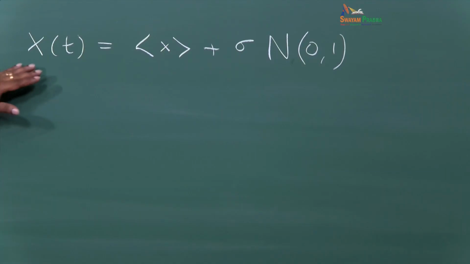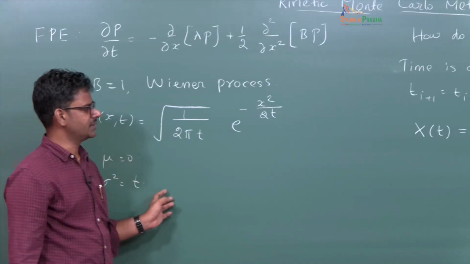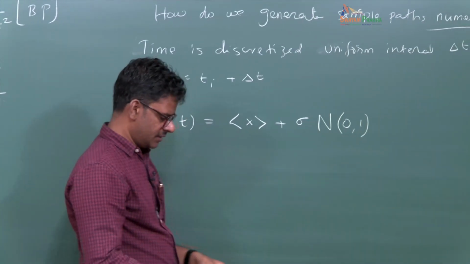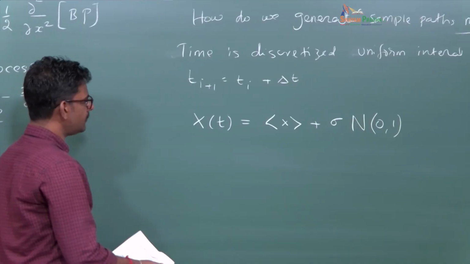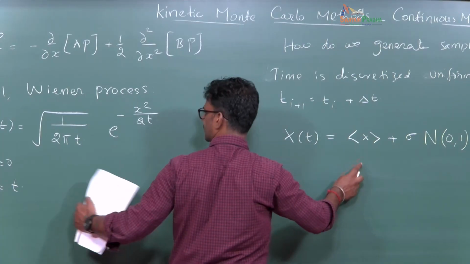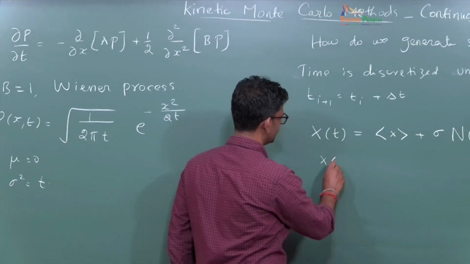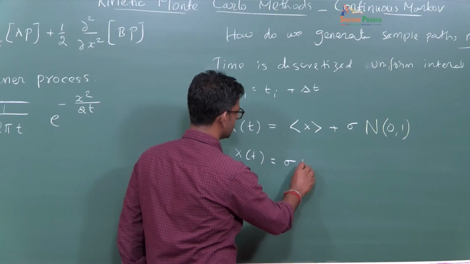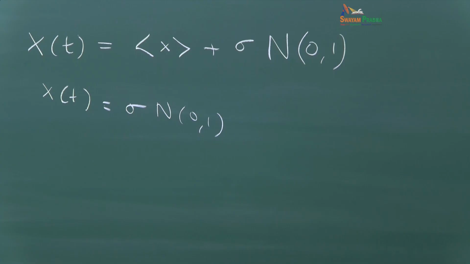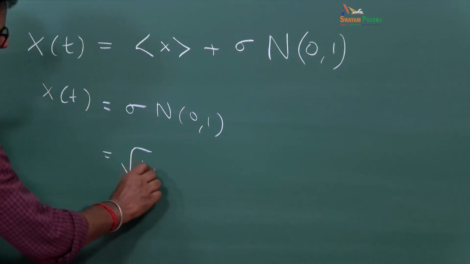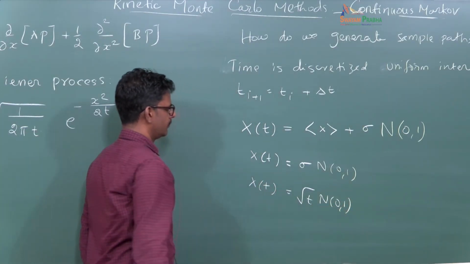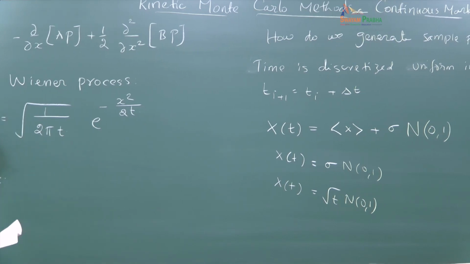So this x of t is a random variable that describes this Wiener process, and it is given as its mean value plus sigma times n, but we know that in this case the mean is 0. So x of t is simply given as sigma times n of 0 comma 1. In this Wiener problem, sigma is nothing but square root of t.